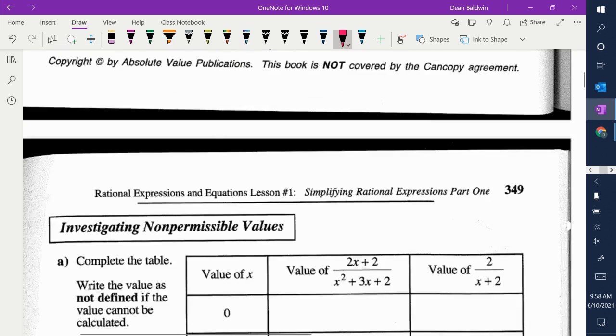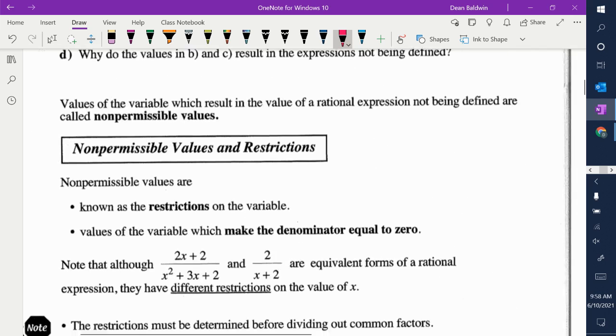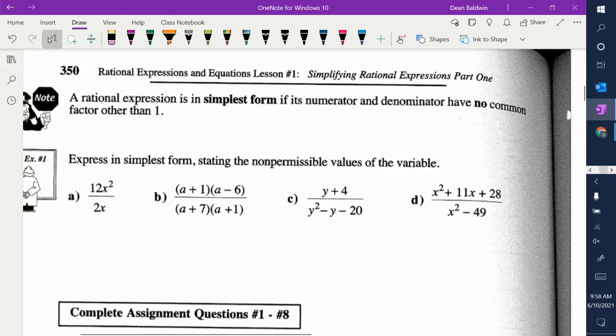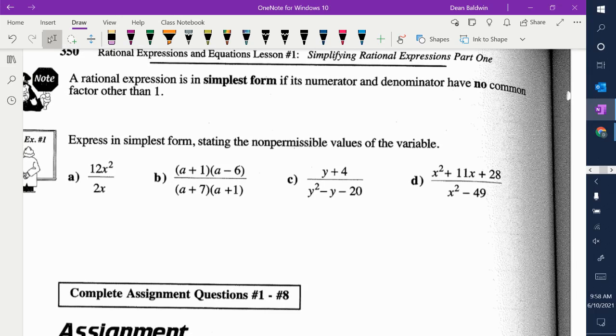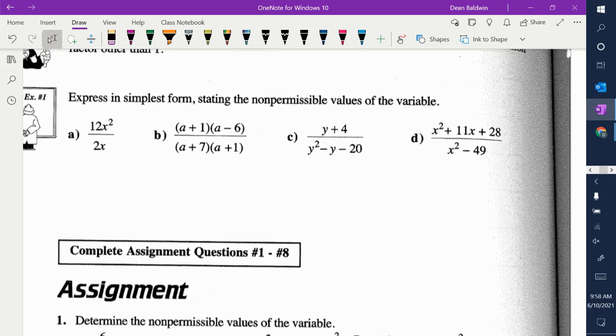Let's do a couple more. Go to the very last page, page 350. We're going to simplify these. So, starting with the first one, 12x squared over 2x. Is 12 divisible by 2? It becomes 6. X squared over x becomes x. There's the simplified version. You have to tell me the non-permissible values.